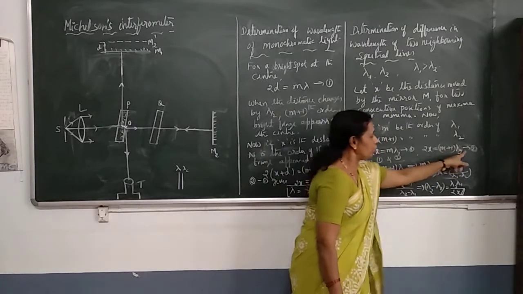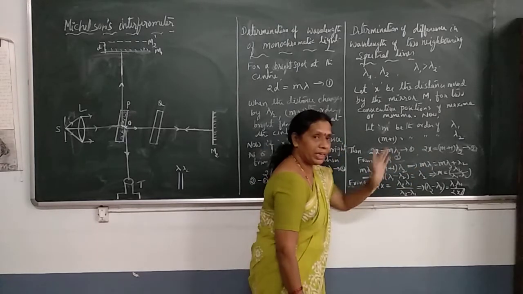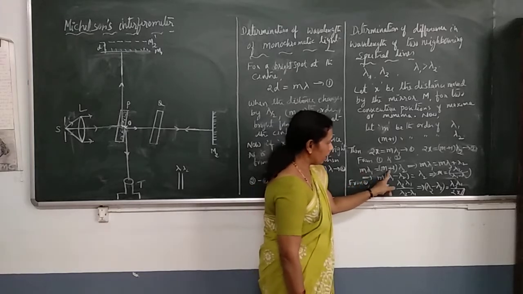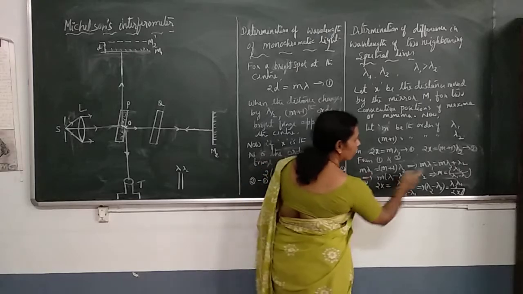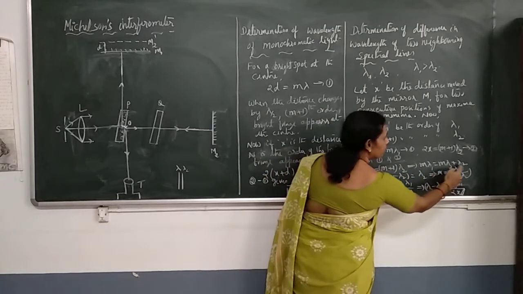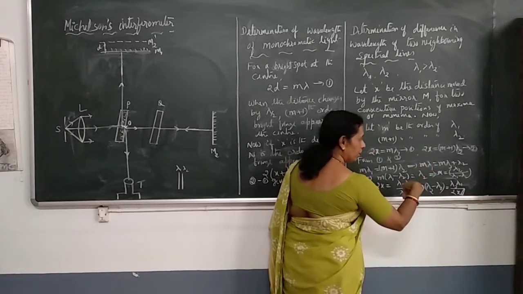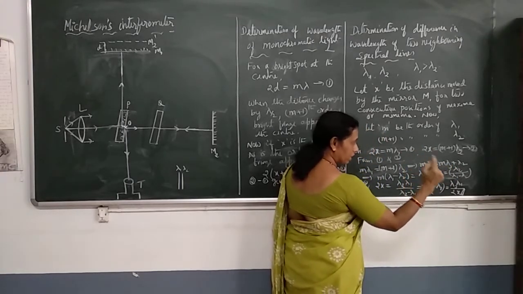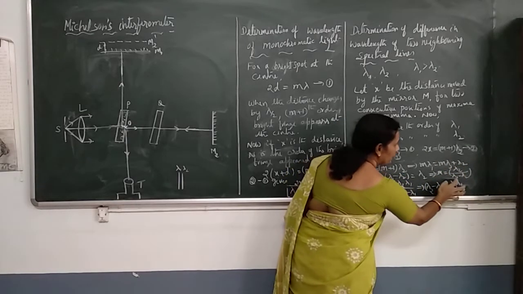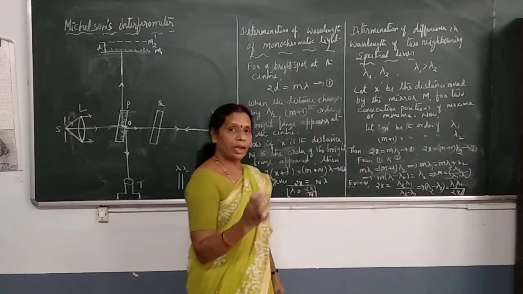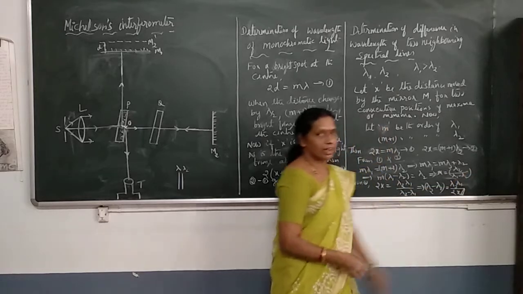Now, from these two equations 1 and 2, left hand sides are equal, so right hand sides must be equal. So m lambda 1 is equal to m plus 1 lambda 2. If you simplify this, m lambda 1 equals m lambda 2 plus lambda 2. If you take this term to the left hand side, m is common. Left hand side is m into lambda 1 minus lambda 2 is equal to lambda 2, or m is lambda 2 divided by lambda 1 minus lambda 2. We get the expression for order m as lambda 2 by lambda 1 minus lambda 2.